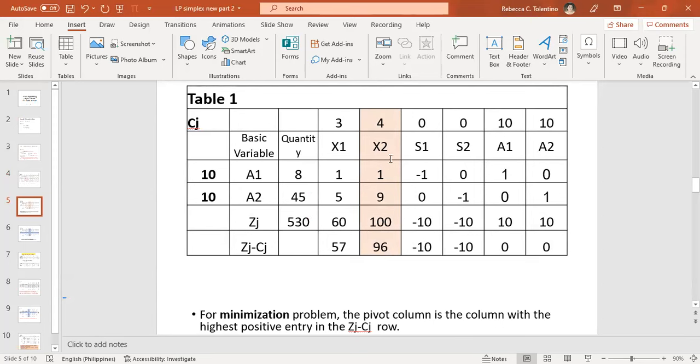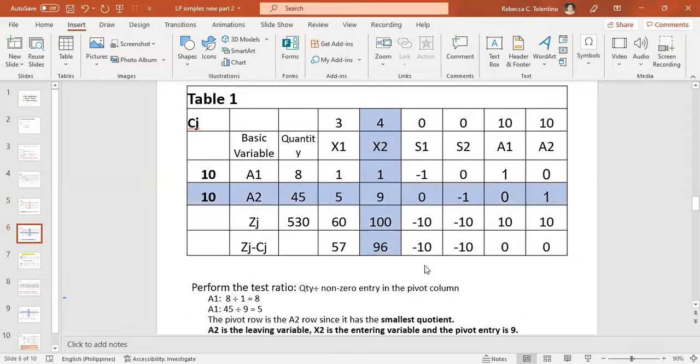If there's an entering variable, then we have to identify the leaving variable. We do that by performing the test ratio, dividing the entry in the quantity column by the entry in the pivot column. So 8 divided by 1 is 8, 45 divided by 9 is 5. Sino yung lower quotient? A2. So A2 is now our leaving variable.